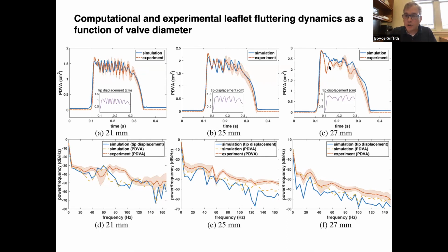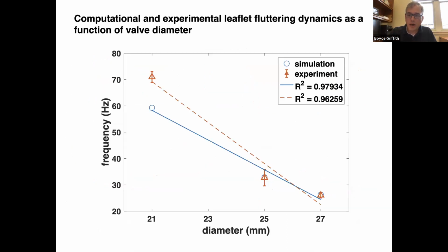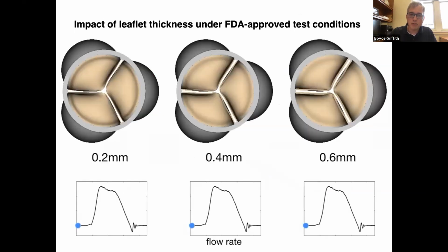And again, the dashed curves here, it's maybe a little bit hard to see, are the experimental data with 10 consecutive cycles. Both the experiments and the simulations show that there's a marked decrease in fluttering frequency as you make the valve diameter larger. The relationship is not in perfect agreement between the two, but the general trend is captured.